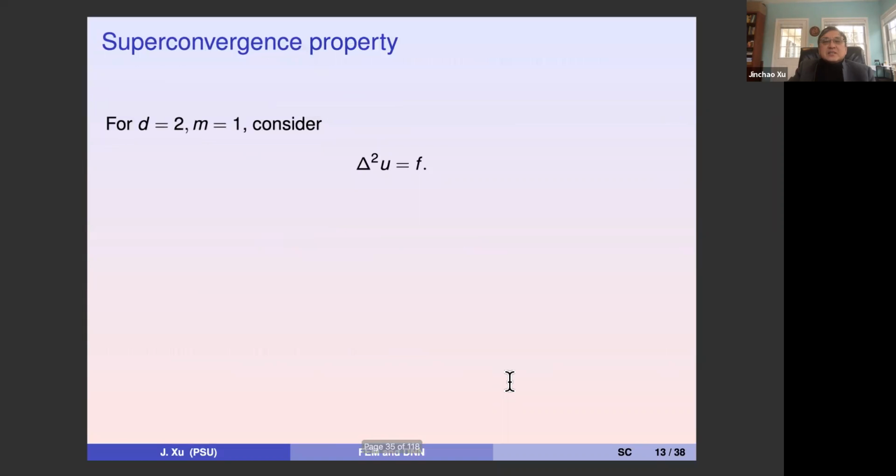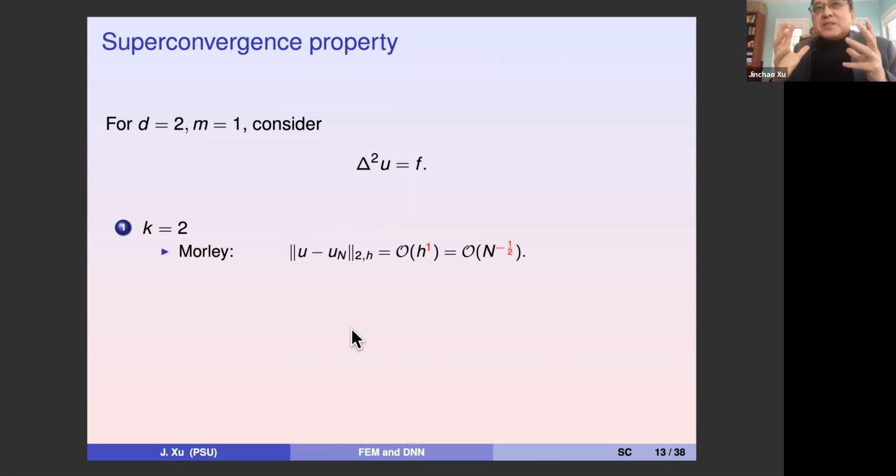Okay, let's take some example. It's biharmonic. If you do Morley, I don't have elements here. I have what I call parameters, the number of neurons. So just to compare, you think about the number of coefficients in finite element. Here you have neurons. So you know in 2D, h is like n to the negative half, right? If you do the Morley element.